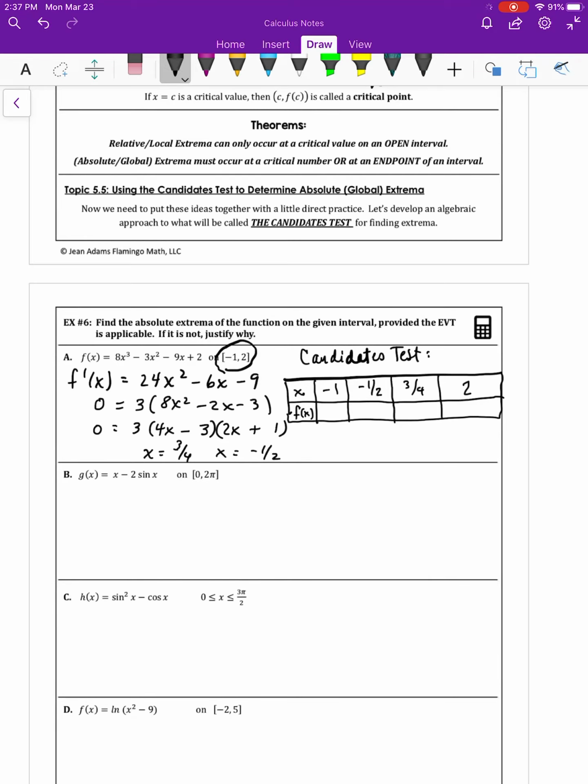So if we put negative 1, we can put this in our calculator now. You can put f of x equals 8x cubed minus 3x squared minus 9x plus 2 in your calculator. And you can pause the video, get that in your calculator so you can see what these values are, and then just use your table to find your values. You will see that at negative 1, you get 0. At negative 1/2, 4.75.